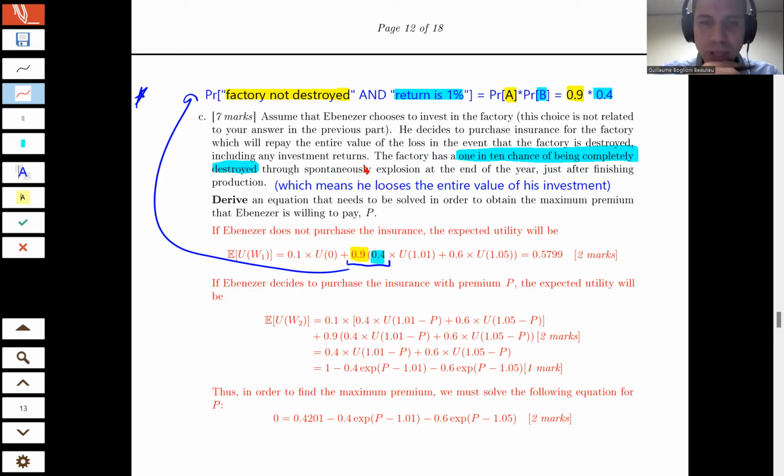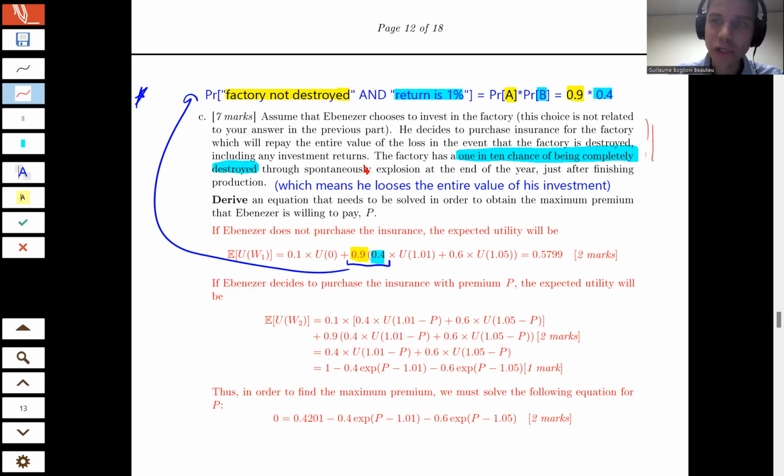Just after finishing production, here I just added a sentence. I think if I had written this question, I would have pointed out clearly that this means he loses the entire value of his investment, meaning he started with $1. If this 10% chance event happens, then he's going to lose his dollar. He's going to have 0.